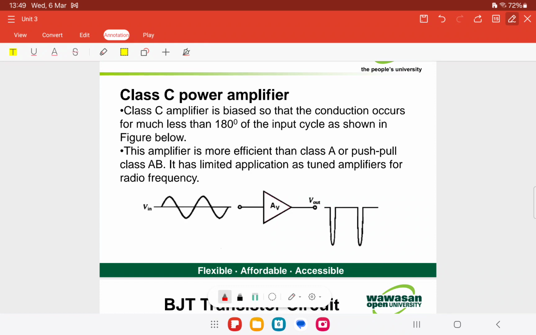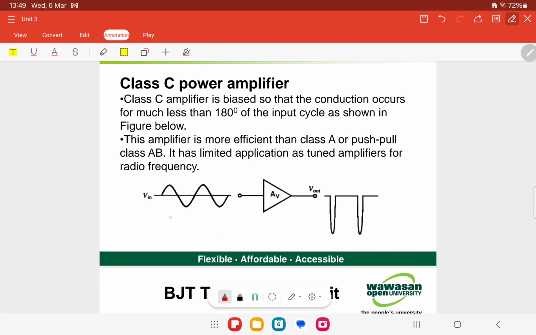It is biased so that conduction occurs for much less than 180 degrees of the input cycle, as we can see here. This is the input signal and this is the output signal. The amplifier is more efficient than class A or push-pull class AB amplifiers, but it has limited applications as a tuned amplifier for radio frequency. Class C amplifier showing its input and output signal.